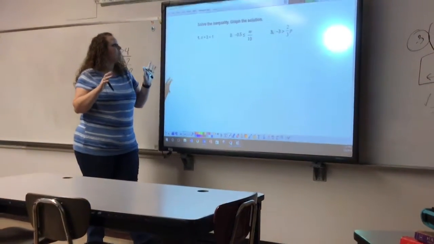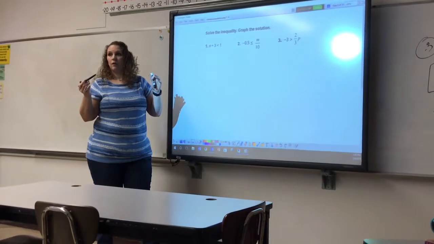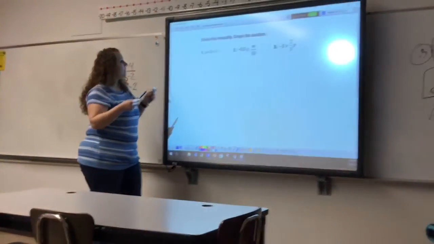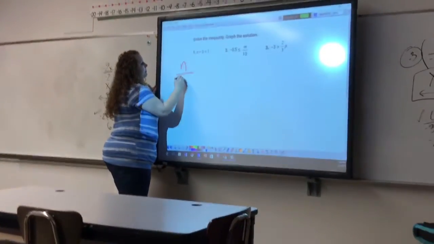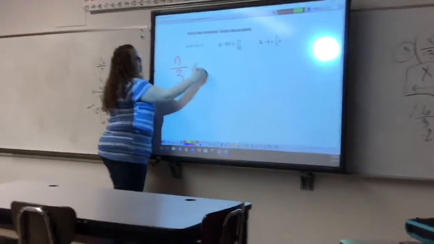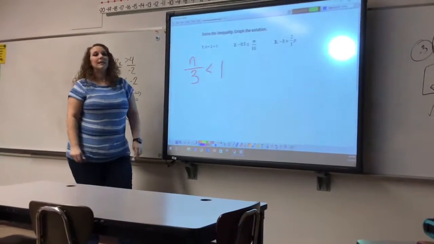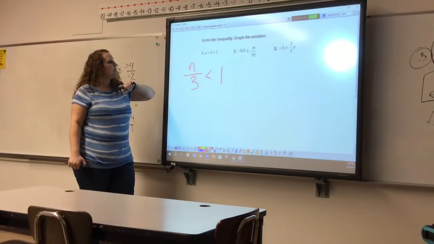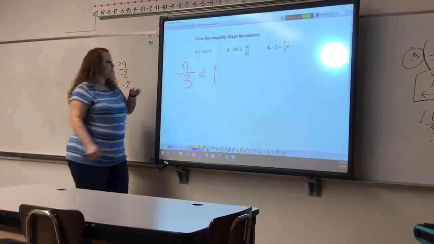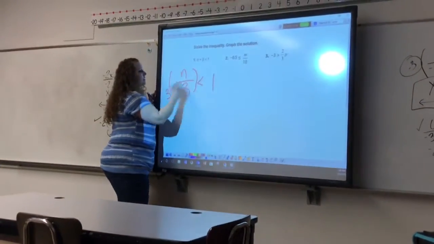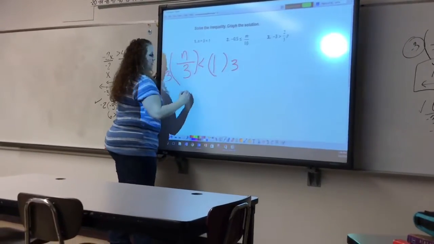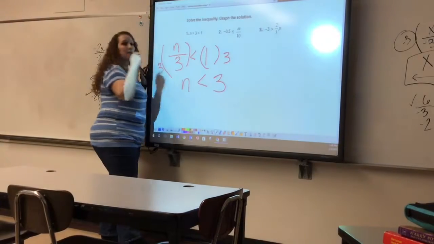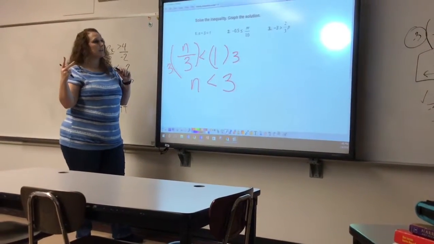Okay, do we need to do more of these? Do we need to do a positive one? Number 1 says n divided by 3 is less than 1. I know it's kind of little, but that says divide. So what are we going to do? Multiply by 3, both sides, which is 3, and it's less than. Do I switch the sign? No, you don't. And then you graph and you check every single time, okay?